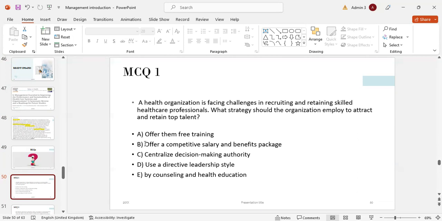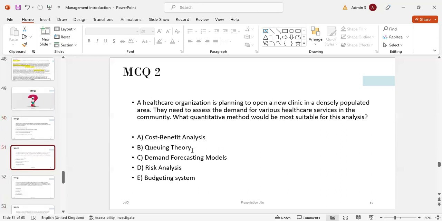Anyone? The right option is option B, offer a competitive salary and benefit packages.